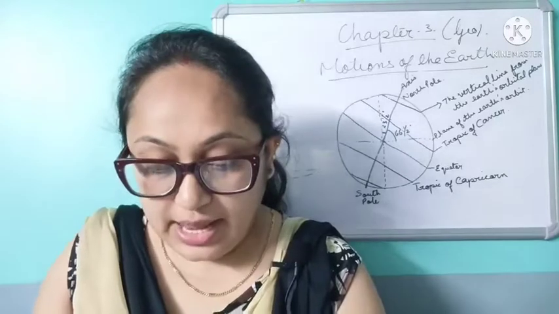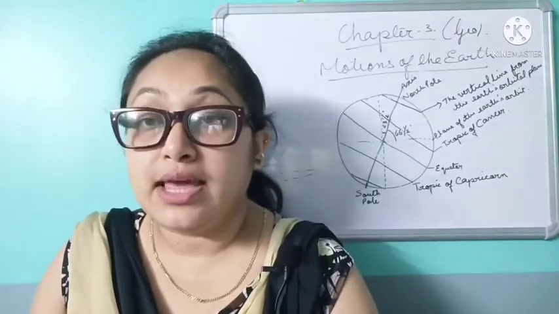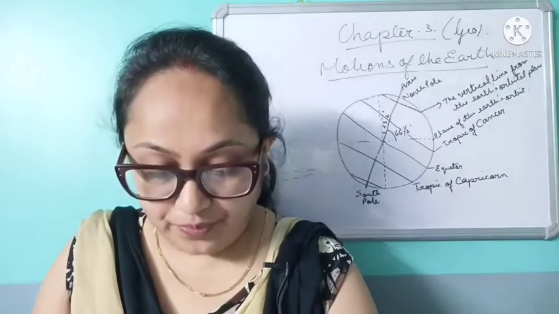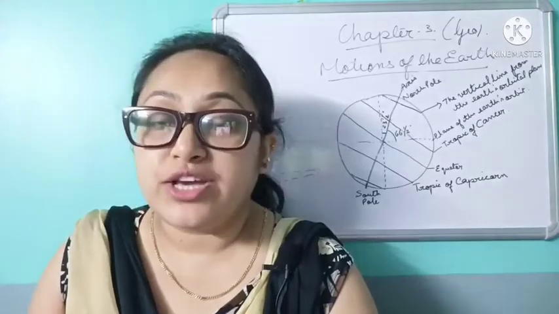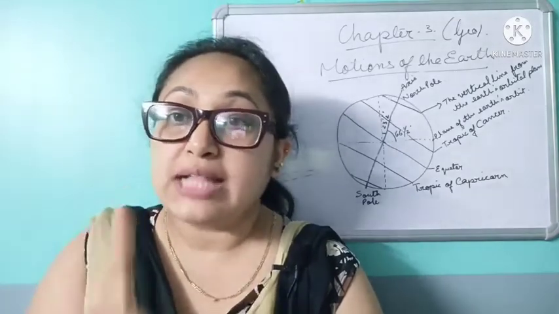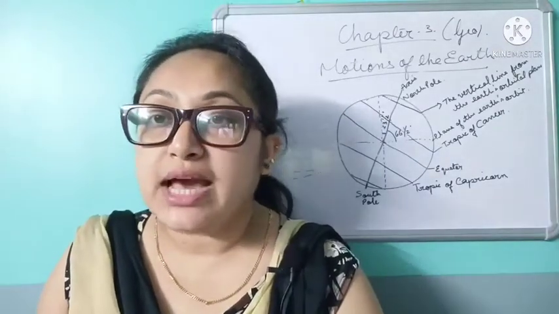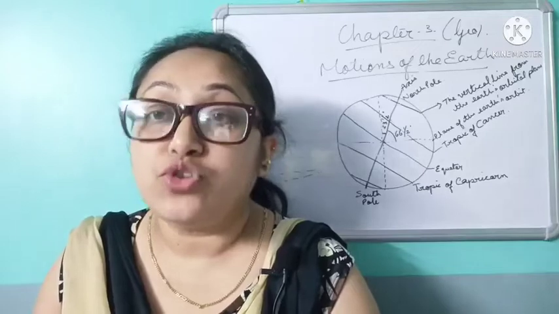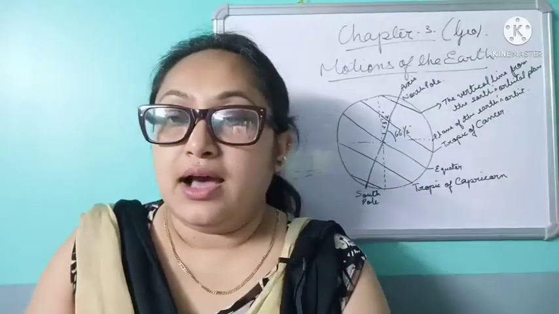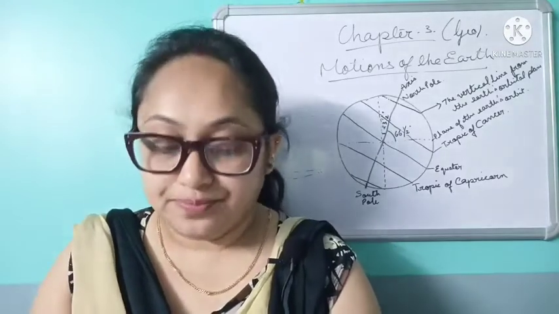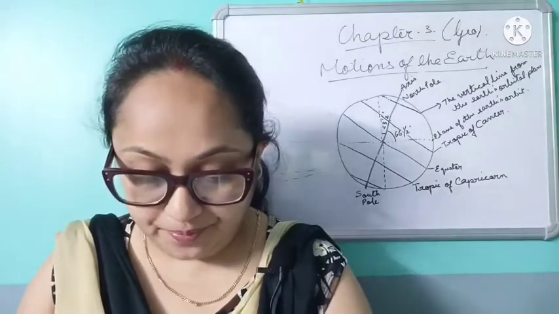It gives us a day of 24 hours. Everyone knows that in a day we have 24 hours. It causes tides twice a day. Because of this rotation, we have tides. Do you know what the meaning of tides is? High tides and low tides in the ocean. The water flows, the high tide, the waves. So it causes tides at least twice a day.